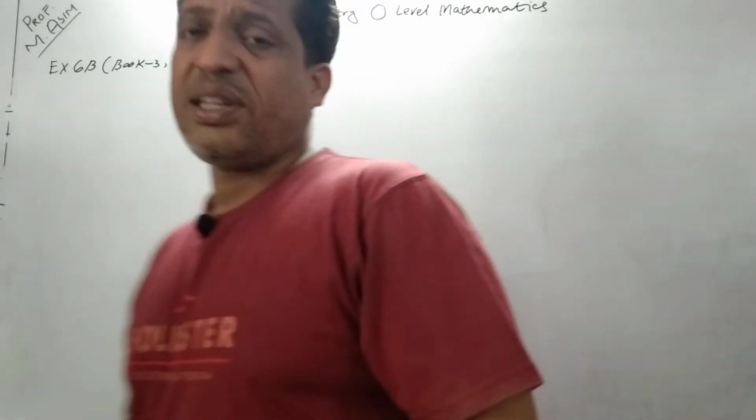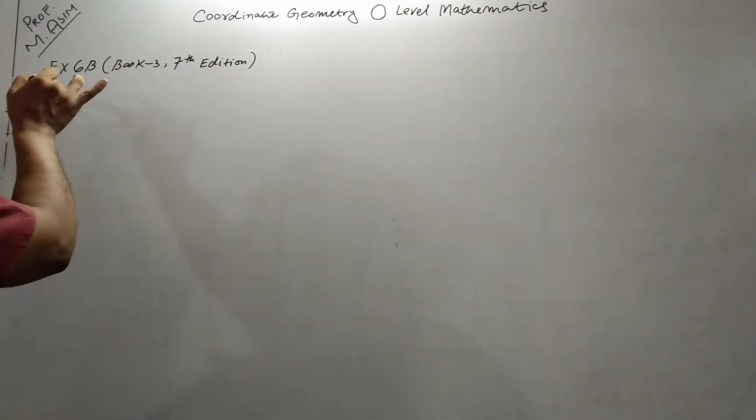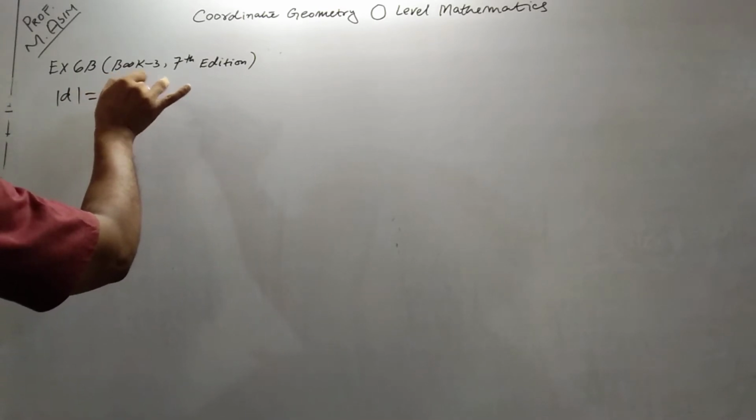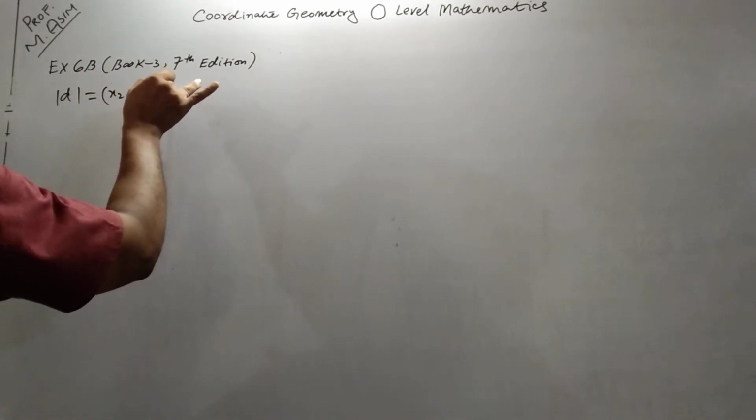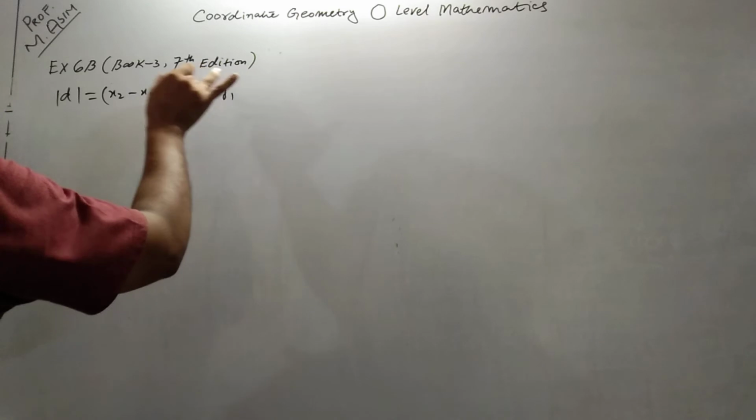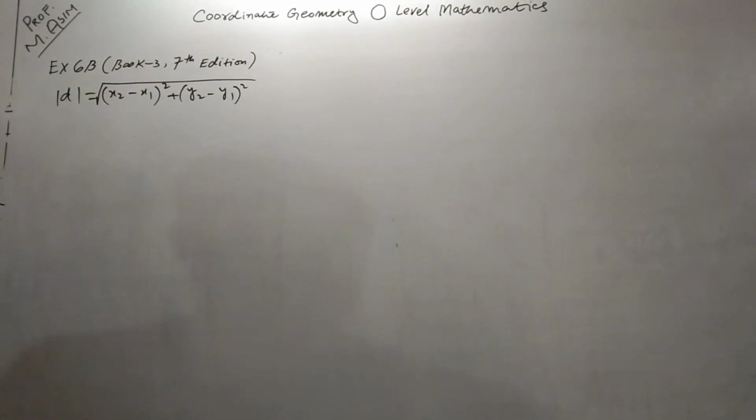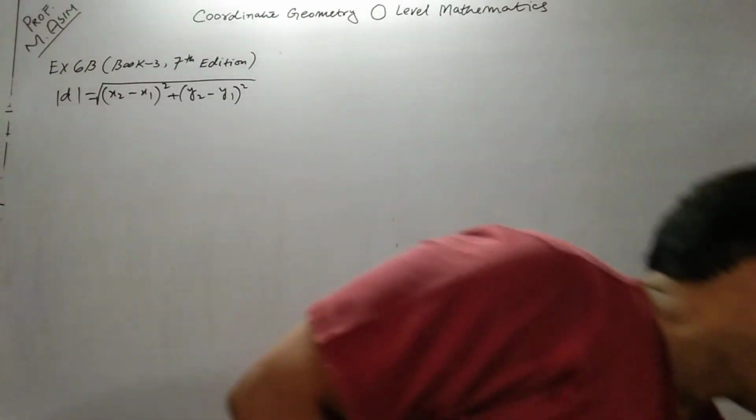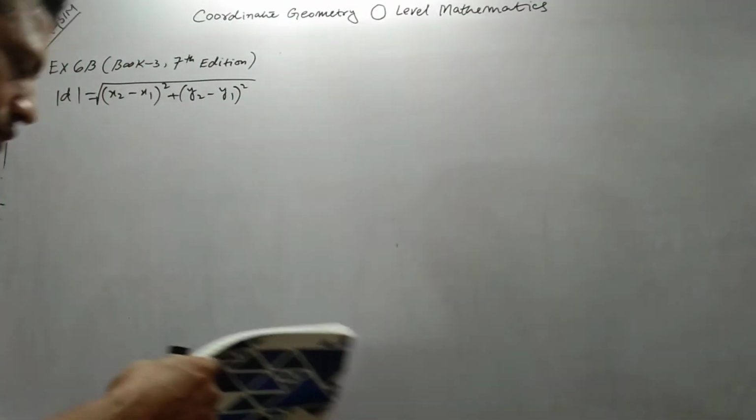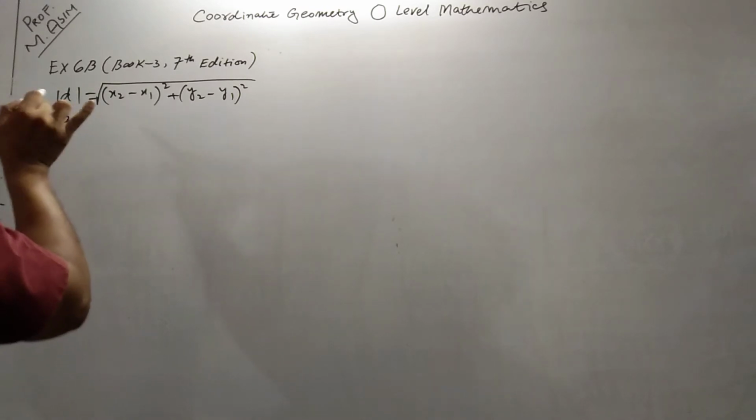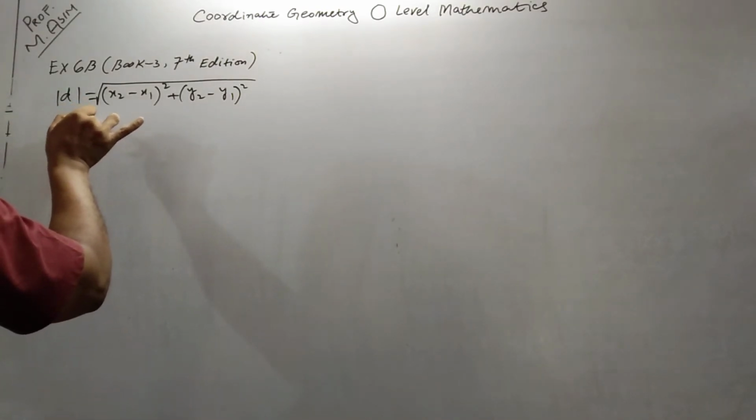First I have to write the distance formula because the distance formula is used in each and every question. Square root of x2 minus x1 square plus y2 minus y1 square. Now see question number 9. Question number 9 is part 1.